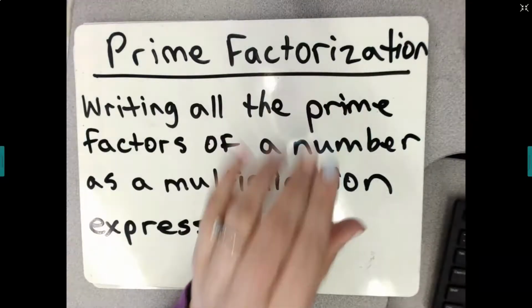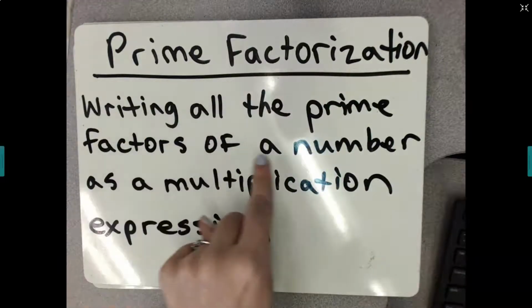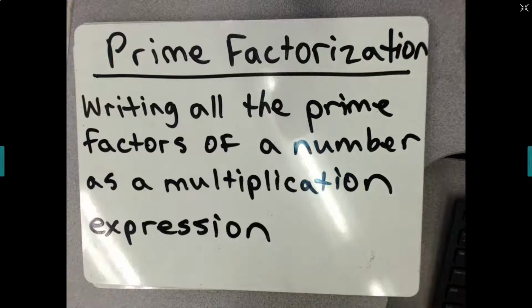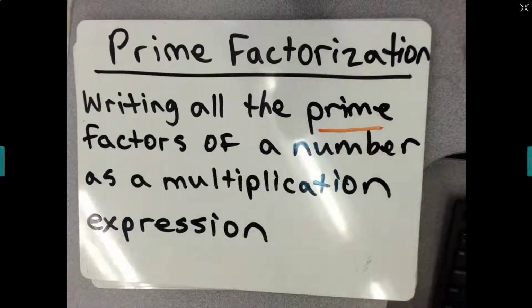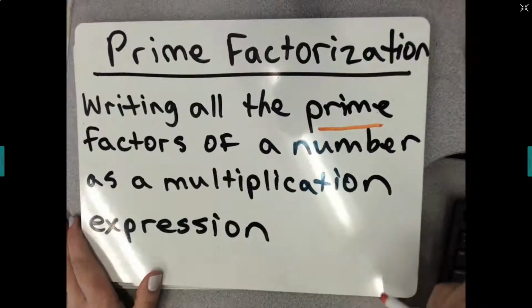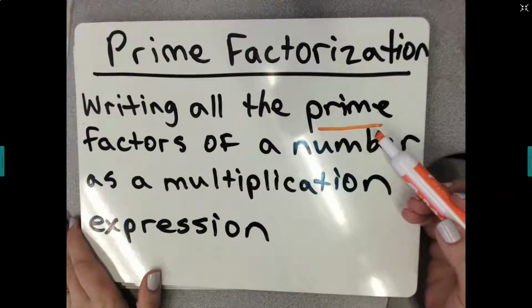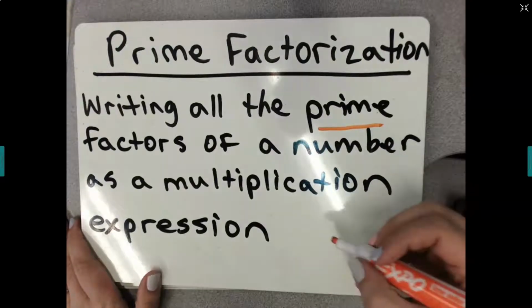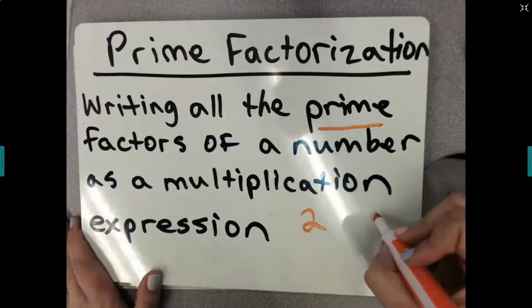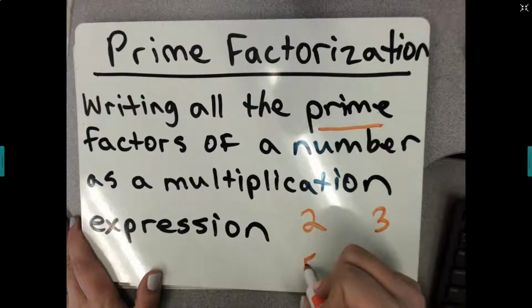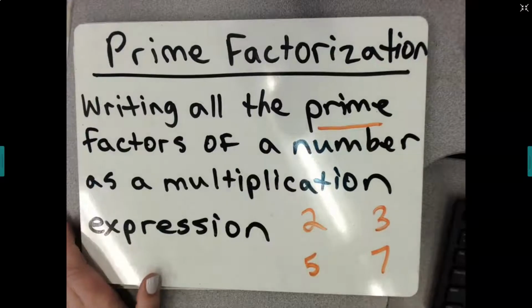So prime factorization is just simply writing all the prime factors of a number as a multiplication expression. So if you remember what prime numbers are, you can start to think about some examples of prime numbers. Prime numbers only have two factors, 1 and the number. So an example would be 2 or 3, 5, 7, etc.